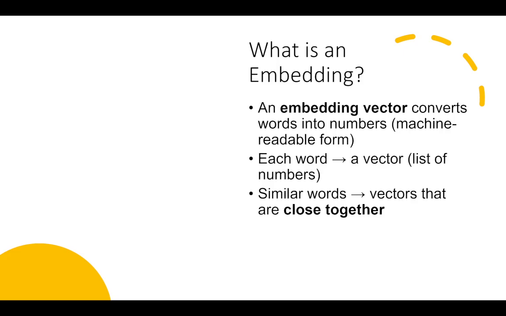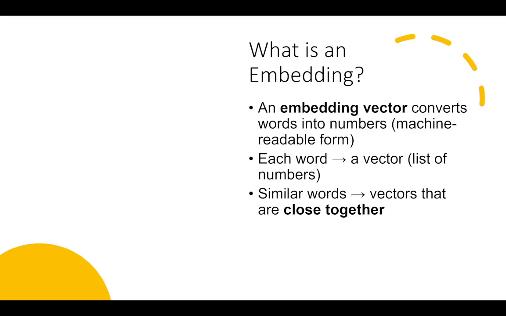So what is an embedding? An embedding vector just converts a word into numbers. As we know, the machine understands everything as numbers, right? So it doesn't understand a word, it will understand a word as a number. And it's not just a single number, but a list of numbers. For this particular example, we'll just make that vector a list of numbers so that we can represent it visually on a two-dimensional plane.